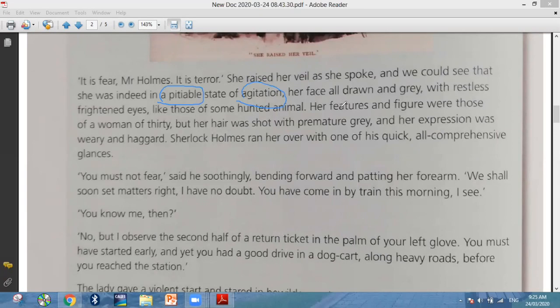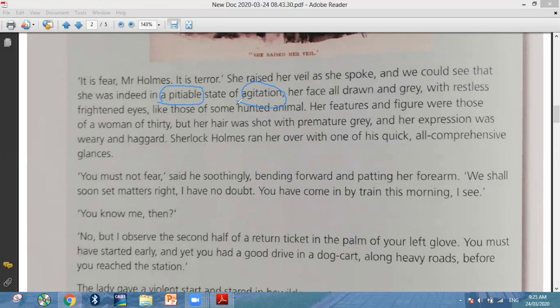Agitation means worry and anxiety. Yes. So she was in a bad state, she was so worried that you may feel sympathy towards her when you see someone like this. Okay, this is why he tries to calm her as much as he can.